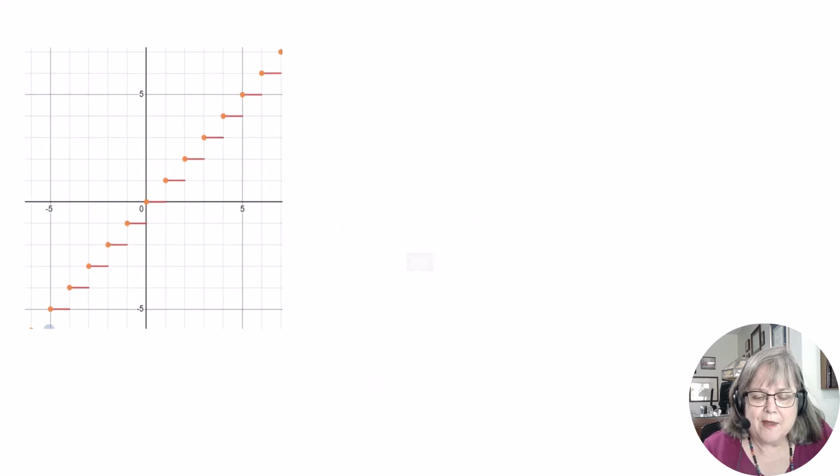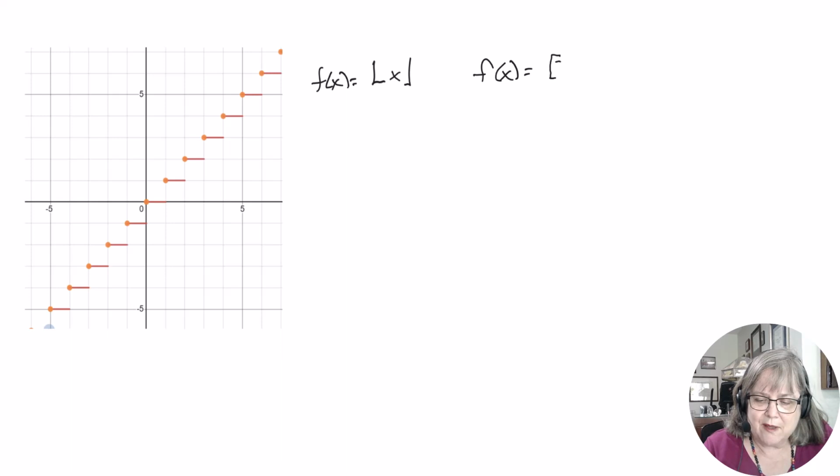All right. This is the greatest integer function. Sometimes it's called the floor function. Sometimes it's designated like this, so f of x equals this, or f of x equals this, where it's kind of like a doubled up, squared off bracket. Both of those mean the same thing.